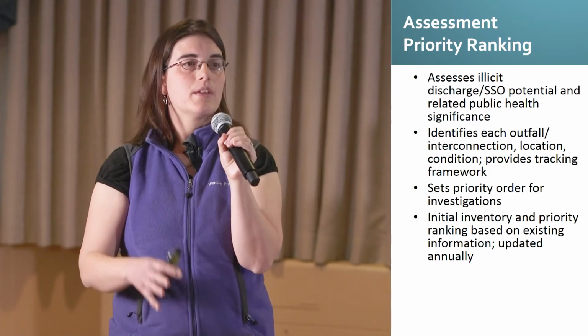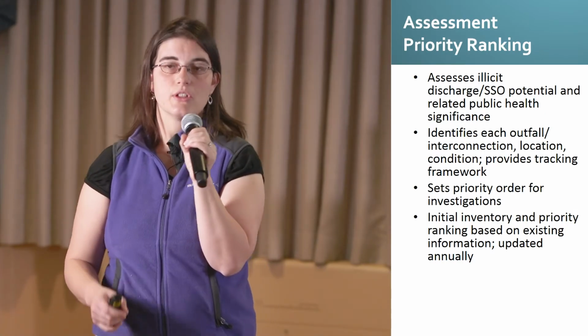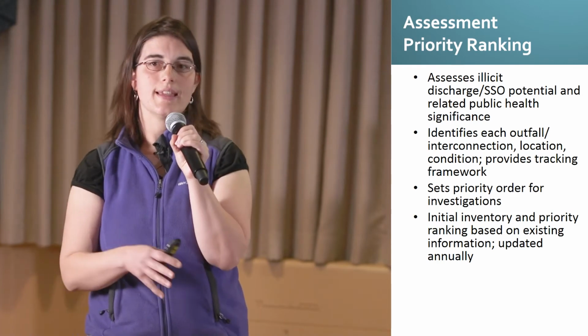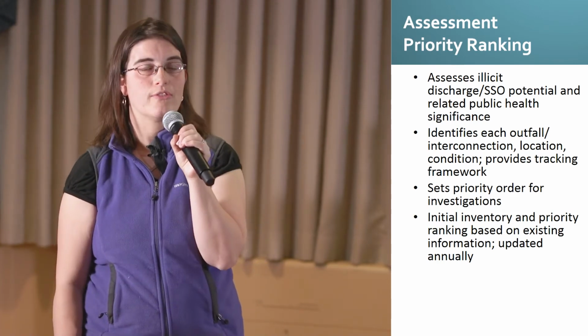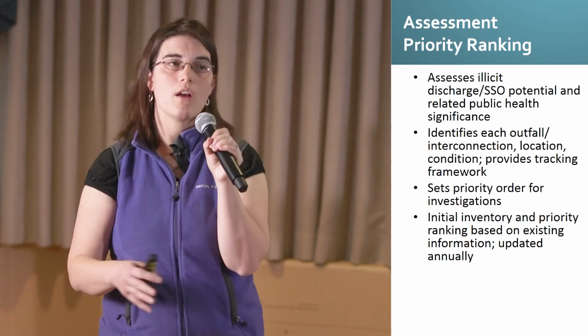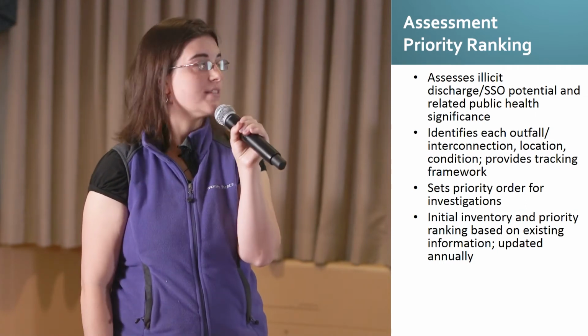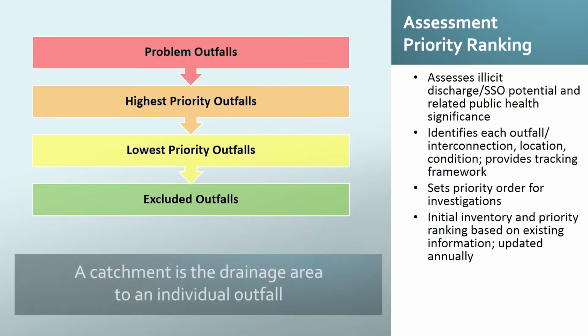So as part of the mapping, you've delineated your catchments to your outfalls. And then you'll need to assess those outfalls for the illicit discharge and sanitary sewer overflow potential. And then also relate that to the public health significance. And this assessment and priority ranking, it sets the priority order for your investigations. So you set this up first, and then it will kind of indicate and lead you on the way of doing your investigations.